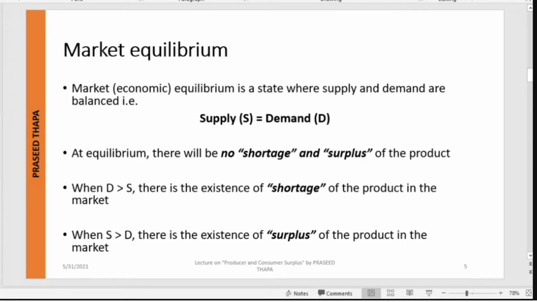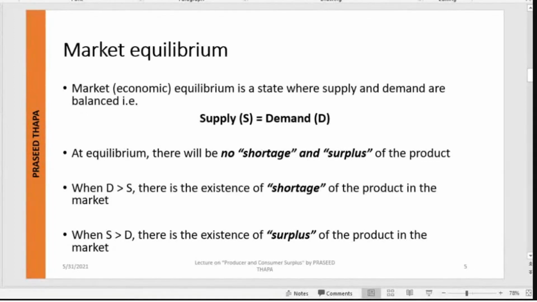We say that there is a huge shortage of petroleum product in the market. That shortage is referring to the fact that more is the amount that the consumer is willing to have. The consumer is wanting more and more, but the market is not able to supply that much amount of commodity. Then there is shortage. We say gas shortage, petrol shortage. Consumer is wanting more, but supplier is not able to supply more. That happens when your demand is greater than your supply. In the third point, when D is greater than S, then there is the existence of shortage of the product in the market.